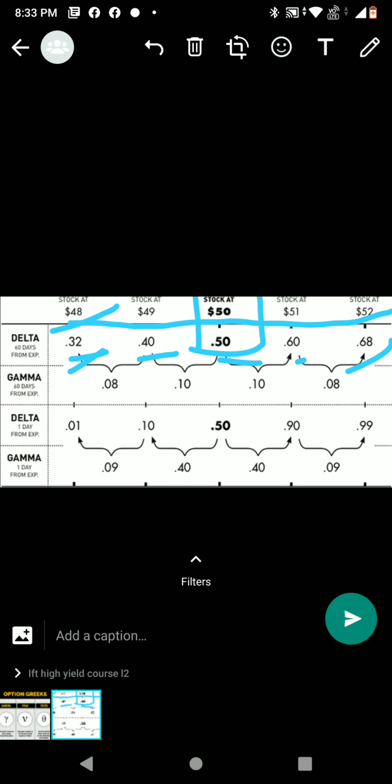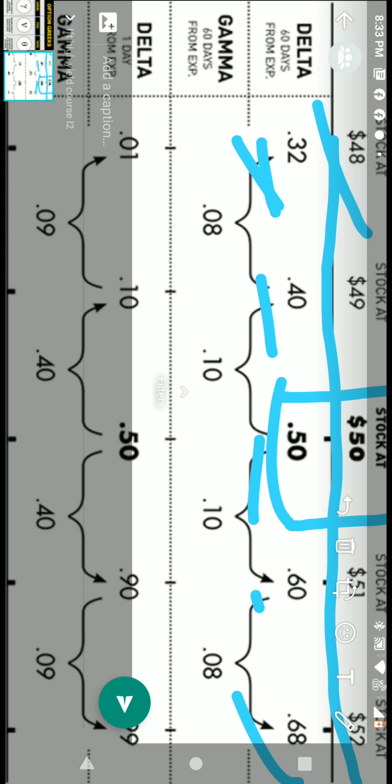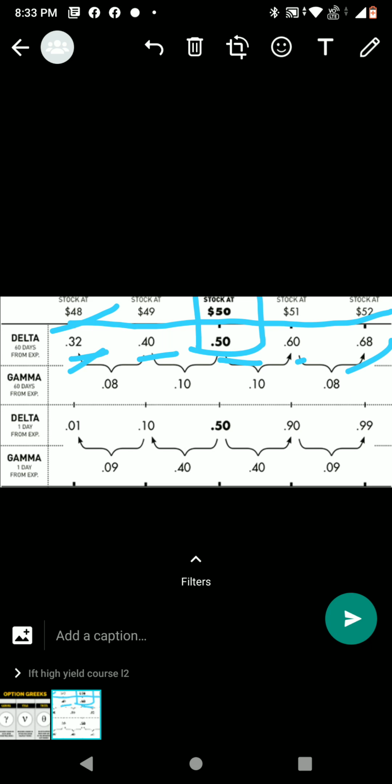So what does this 0.32, 0.40, 0.50 or 0.68 convey? If the stock is moving by $1, and you have taken the strike of 52 when the stock is at 50, if the stock moves $1 on the downside, you will be gaining 0.68 cents on the option side. That is what it signifies: how much an option will gain for a $1 move in the underlying. So we are making 68 cents.